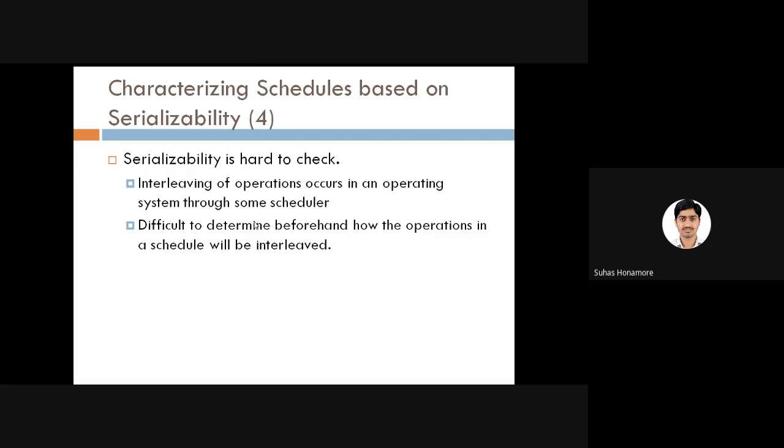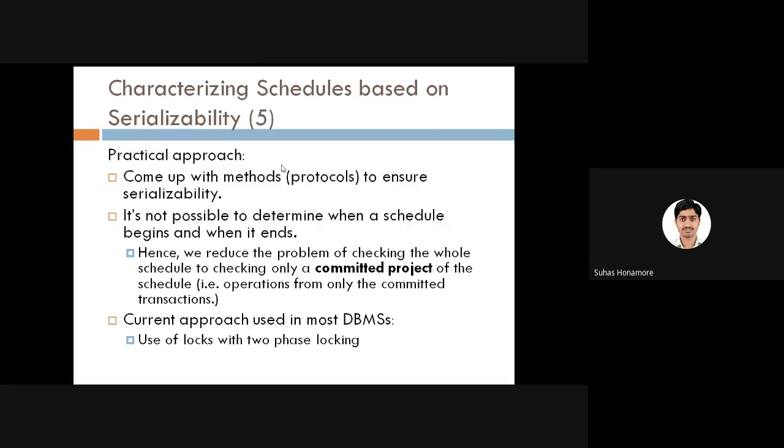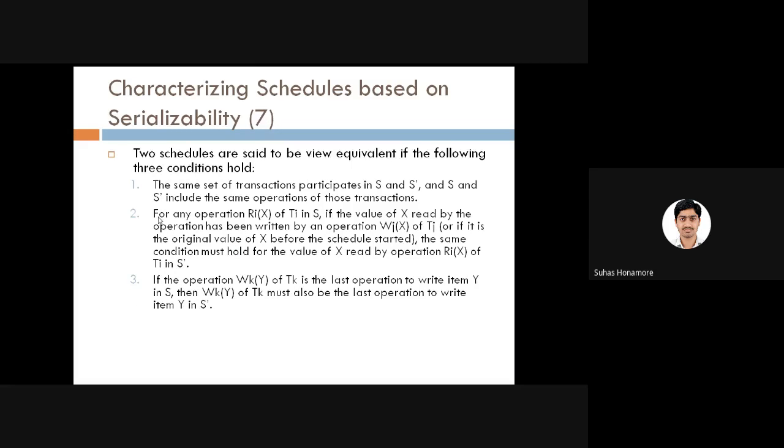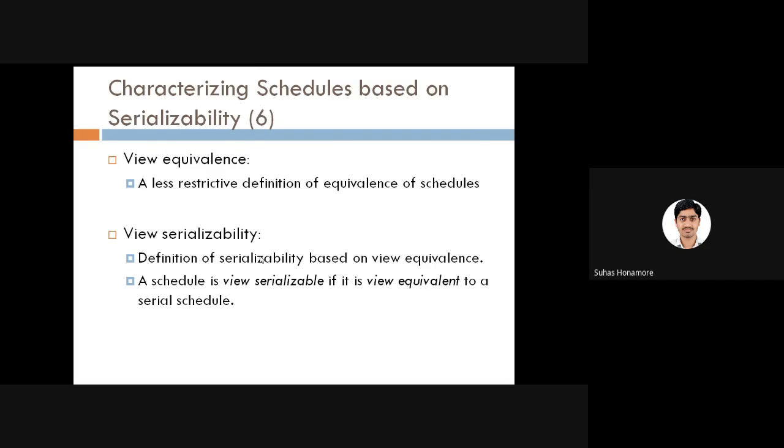That's why, practically, we have different algorithms, methods or protocols to ensure serializability and how it has to be performed. Those are view equivalence and view serializability, and the algorithms for how you have to check them. We'll study these in the next class.